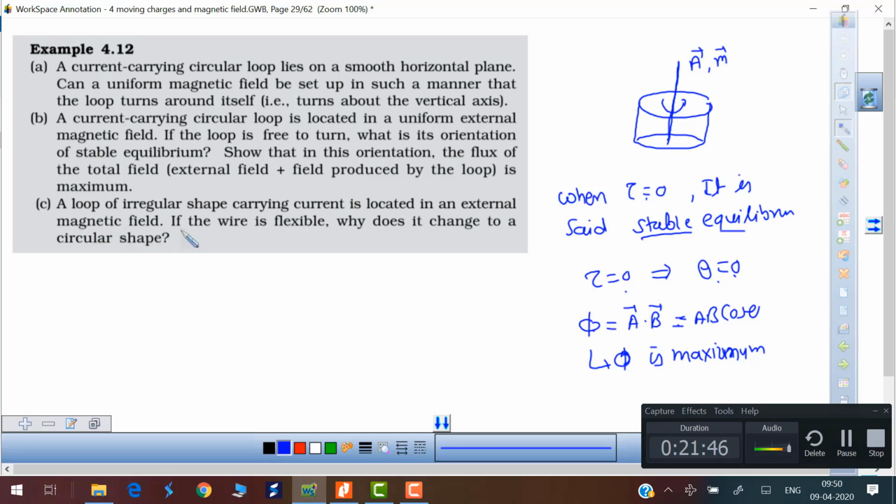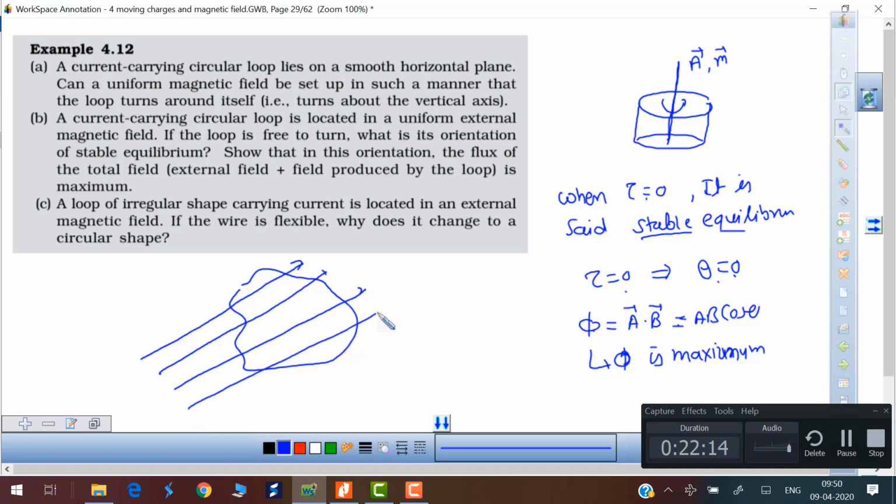And a loop of irregular shape carrying current is located in an external magnetic field. If the wire is flexible, why does it change to a circular shape? It is already given, it becomes circular. So suppose this irregular shape you have conductor and we give magnetic field. So because of the magnetic field, we can answer from second question itself.